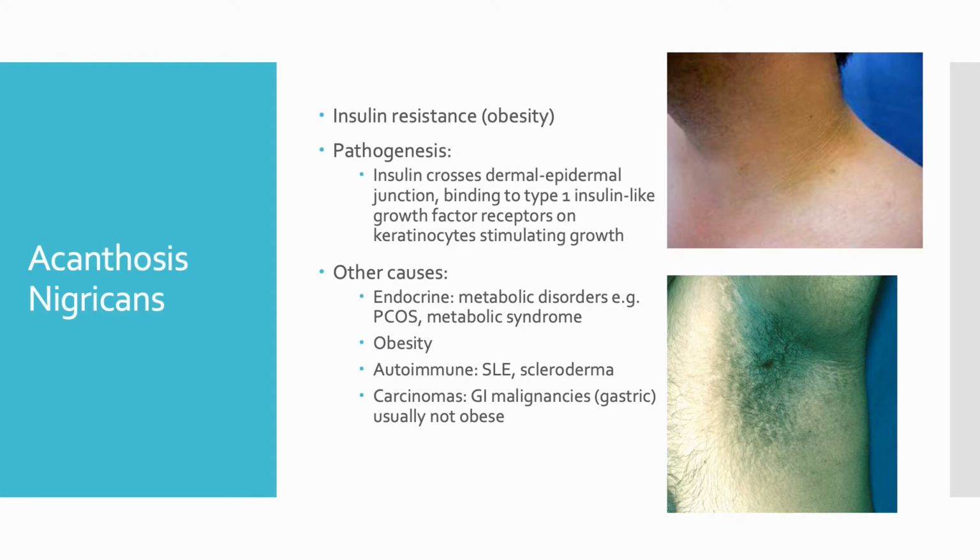Another condition which we see, which is allied to diabetes, is a condition called acanthosis nigricans. So this is a condition which produces rather brown velvety patches both on the neck, but particularly in the axillae and also the groins. It's caused by insulin resistance, which of course is more common in the obese and those with type 2 diabetes.